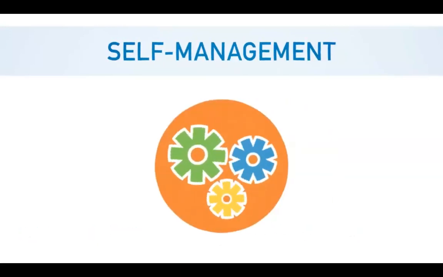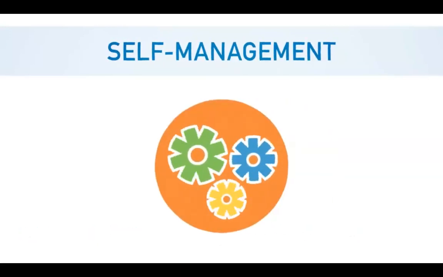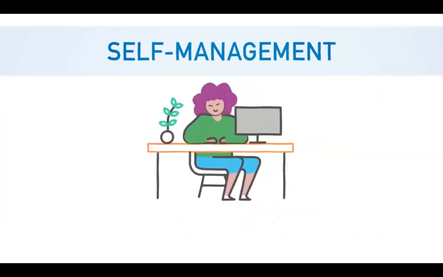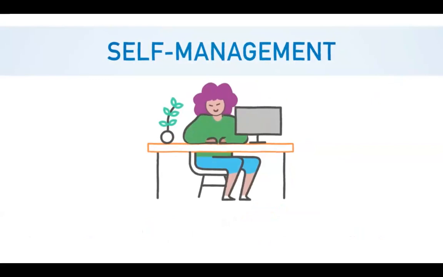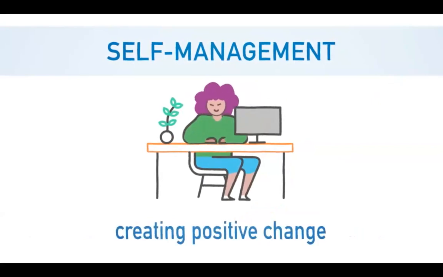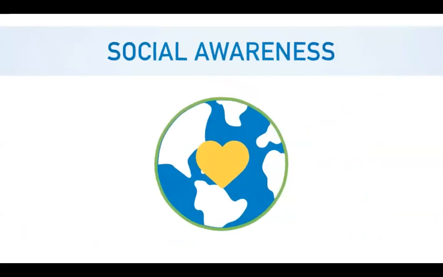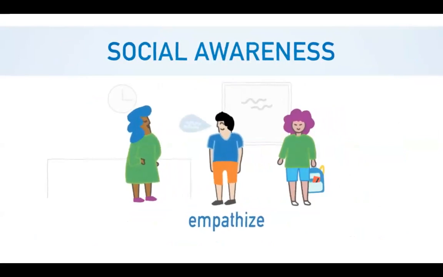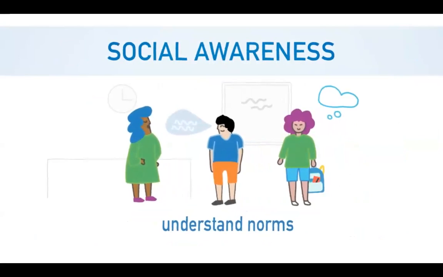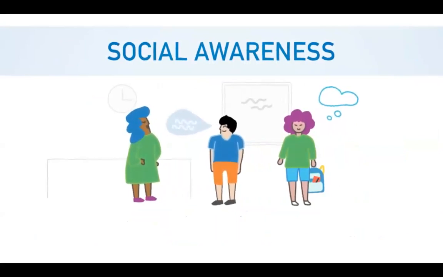Self-management is the ability to manage those emotions, thoughts, and actions in different situations so that we can achieve individual and collective goals. This includes coping with stress and anxiety, persevering through challenges, and taking action to create positive change. Social awareness is how we understand others, how we learn to take different perspectives and empathize even with people who are different from us. It also includes understanding how the broader norms and systems around us influence how we develop and create a sense of belonging.